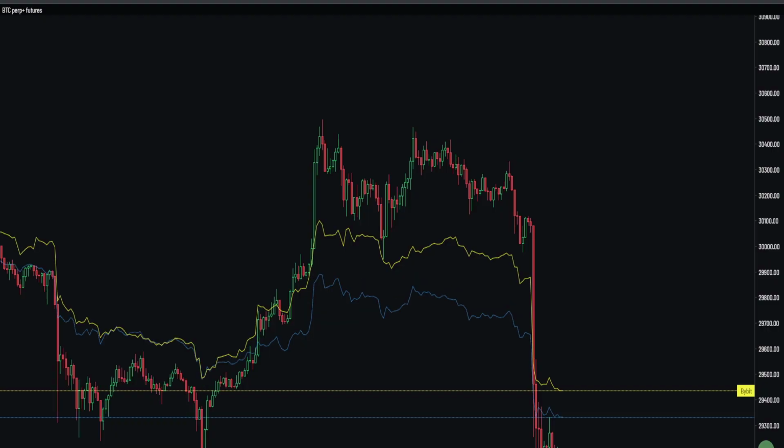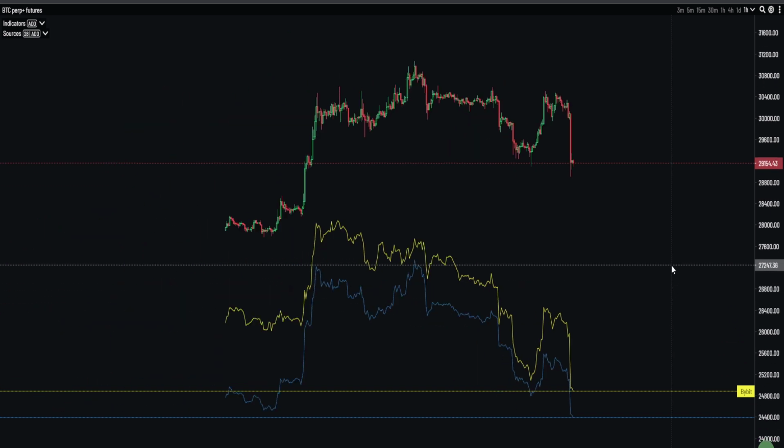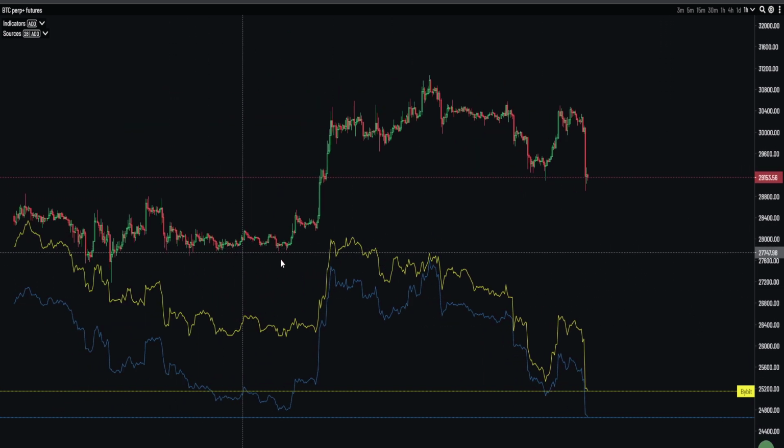We do still have the potential bullish CVD divergences, which of course can be leading, but as far as they're not invalidated, they're not invalidated between the lows that we have over here and a higher low.